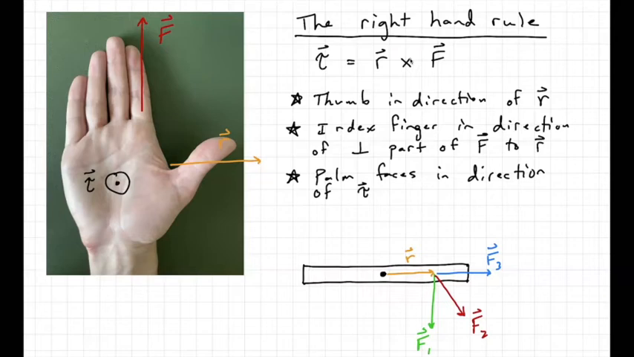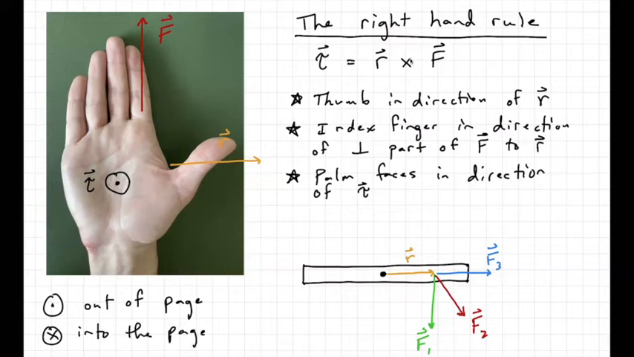And let me pause for a moment to make a note of this. So this symbol means out of the page, or out of the screen in this case. This symbol means into the page. And the way to imagine what this is, these are the tail feathers of the arrow that you're looking at. So you're looking at the back of the arrow pointing away from you here. So out of the page, circle dot, into the page, circle X.